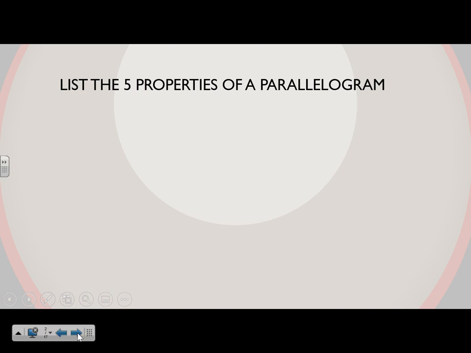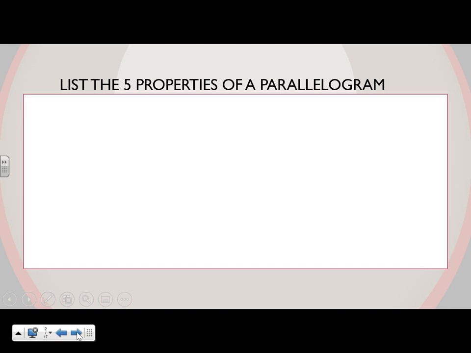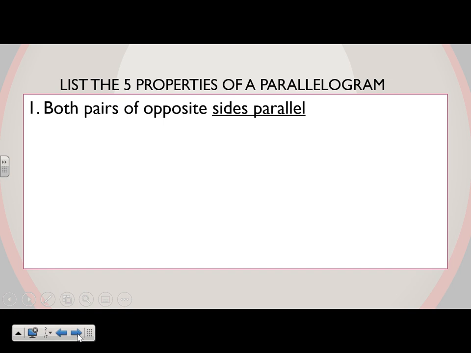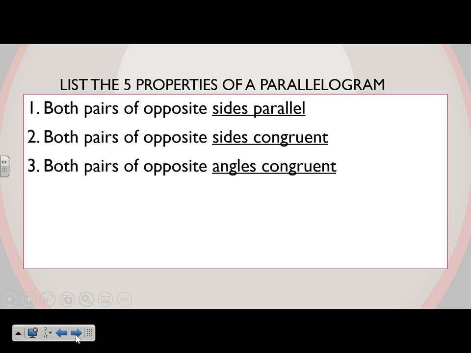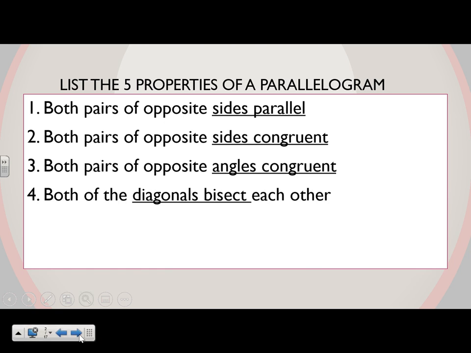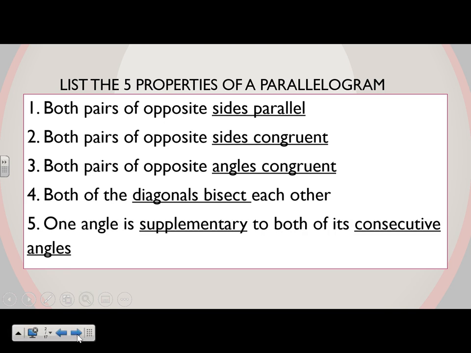So these are the 5 properties of a parallelogram that we've learned. First one, both pairs of opposite sides are parallel. I think that's like the definition of a parallelogram. Opposite sides parallel. Both pairs of opposite sides are congruent. Both pairs of opposite angles are congruent. Both of the diagonals bisect each other. So far all of them say both in them. One angle is supplementary to both of its consecutive angles. So all of them have that word both in there. We did that on purpose to make sure you realize that all of them are pairs.